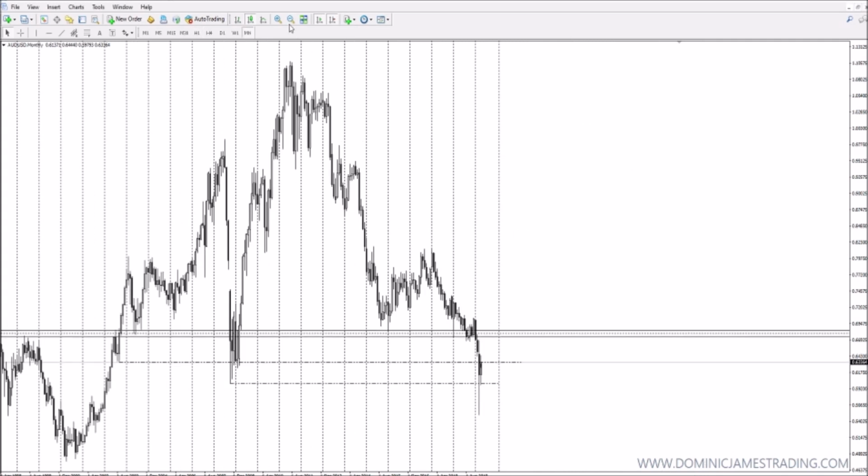If we go out to the monthly, I will show you why I'm getting short. You can see this level, heavy buying here, heavy buying. So support should turn to resistance, and that's where I'm getting my sells from.